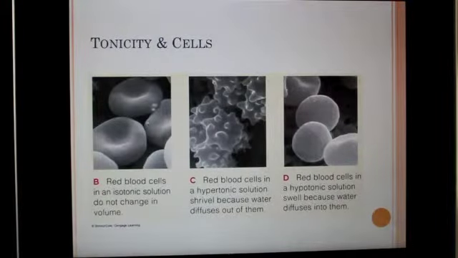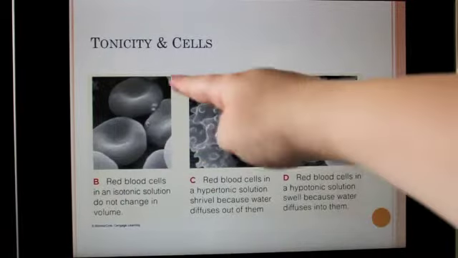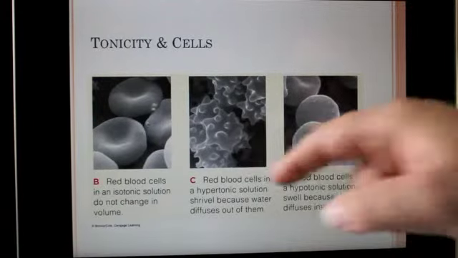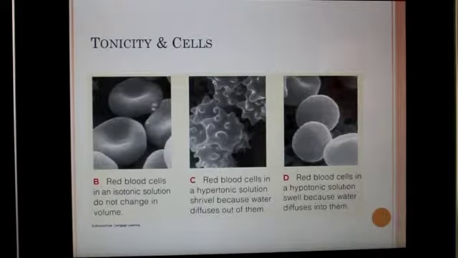This also happens in your body. Red blood cells are supposed to look like this. They're in an isotonic solution and they do not change volume. If you drink salt water, the red blood cells are in a hypertonic solution, so salty blood plasma, and they shrivel because the water diffuses right out of them. Also, if you put your cells in a hypotonic solution, the water will diffuse into them. So if there's too much water in your body, the red blood cells will actually swell and pop.